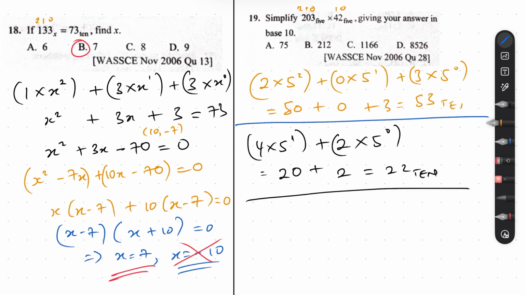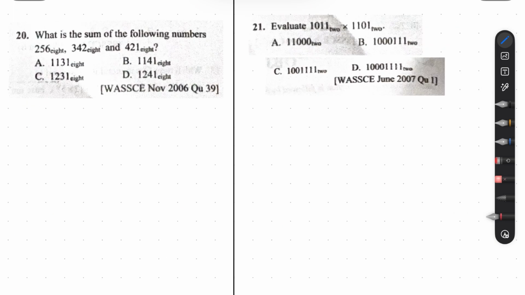So now we can multiply. Our answer will be 53 times 22, which will give us 1166 base 10. And that is our answer, which is C. Okay, cool.